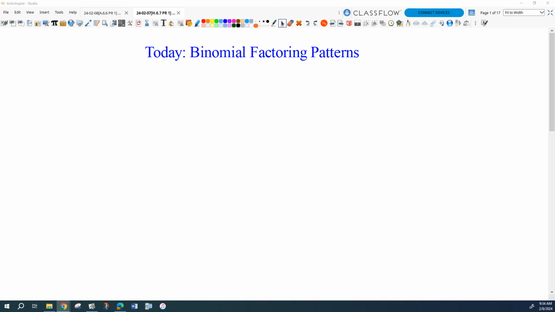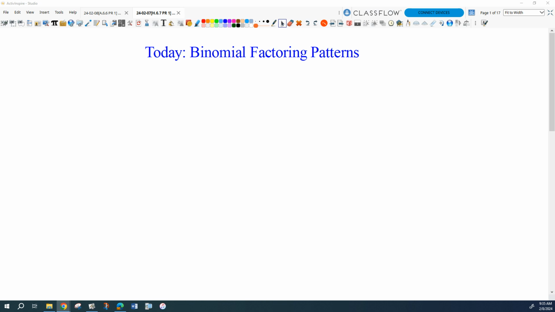We started off by looking at factoring by grouping, which is how we deal with four-term polynomials. That's our strategy for factoring four-term polynomials. Then we reviewed how to factor trinomials, right? So there's our strategy for factoring three-term polynomials. What's left?